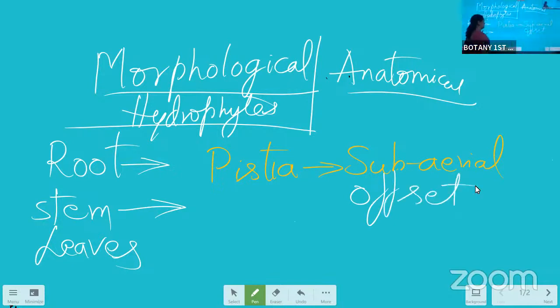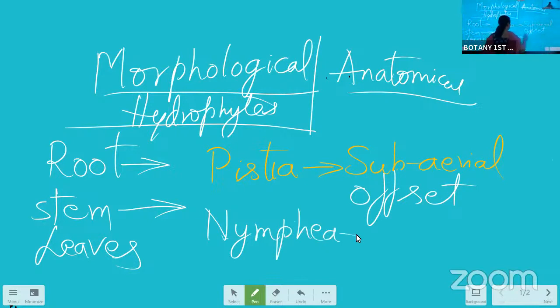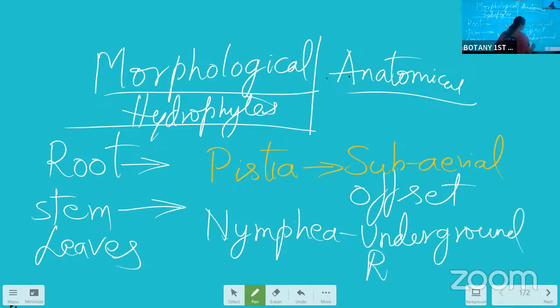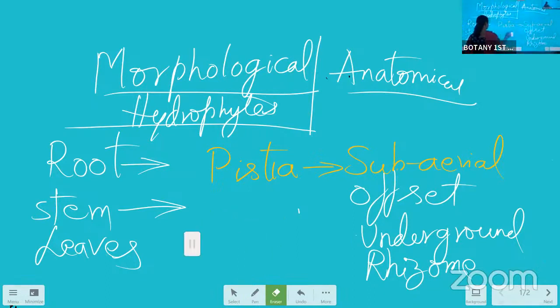Now comes the Nymphaea. In Nymphaea, the stem is an underground stem modification, as a rhizome. Like this we have to write. And the stem is very small in Vallisneria. This much only we have to write.